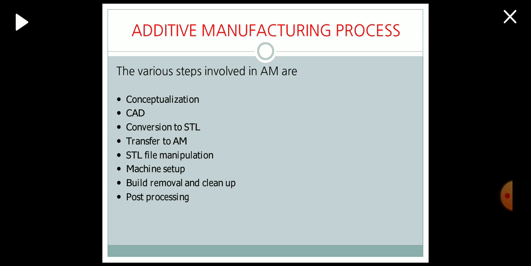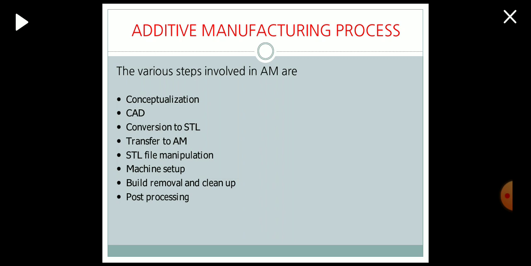The three-dimensional body which we have drawn in the CAD software, we need to convert that to a triangulation language, or into many small triangles. We need to convert that along with that software. So that is what the conversion to STL means.